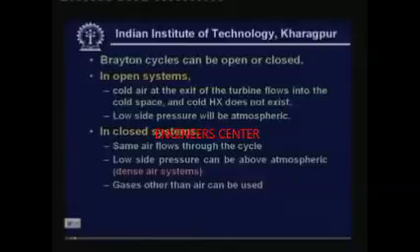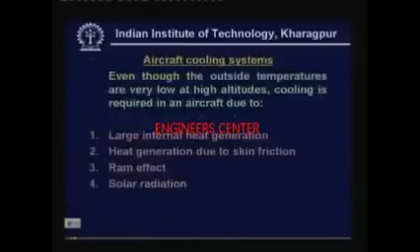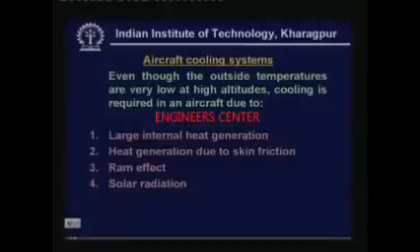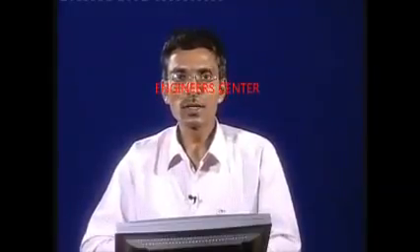Now let us look at aircraft cooling systems. Why do we need air conditioning or cooling in an aircraft in the first place? We know that as you go up, aircraft will typically be flying at very high altitudes, maybe as high as 10 kilometers or even more. As you know, as you go up, the temperature and pressure both reduce. In fact, at an altitude of 10 kilometers, the outside temperature can be as low as minus 30 or minus 40 degrees centigrade. When the outside temperature is so low, why do you need a cooling system?